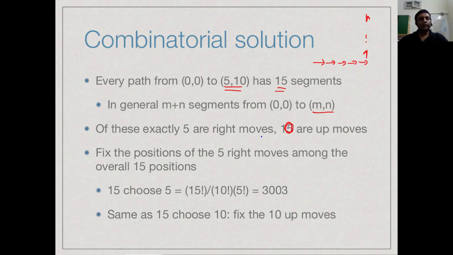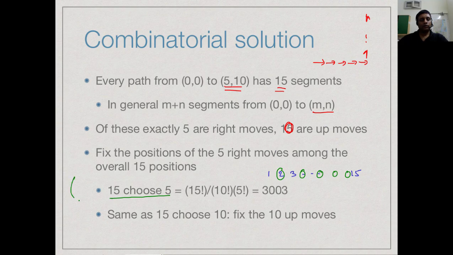So now if I think of this as my first move, this is my second move, this is my third move and so on up to my 15th move. Then if I tell you that I moved right at some 5 positions, then automatically I must have moved up at the remaining positions, because I have to do exactly 5 right and 10 up. So therefore, all I need to do to determine exactly which path I am taking is to fix the position of the 5 right moves among the total 15. So among 15 positions, I choose 5.